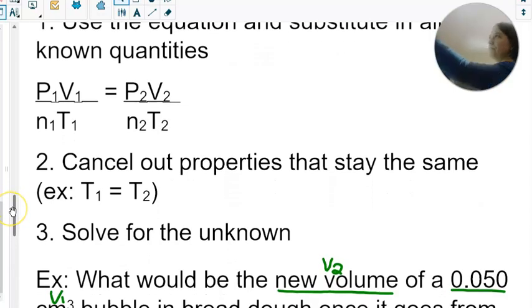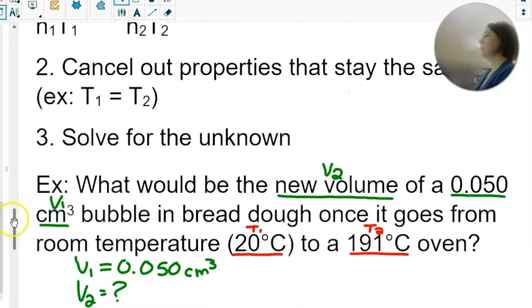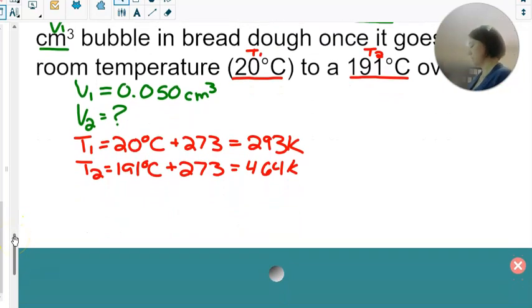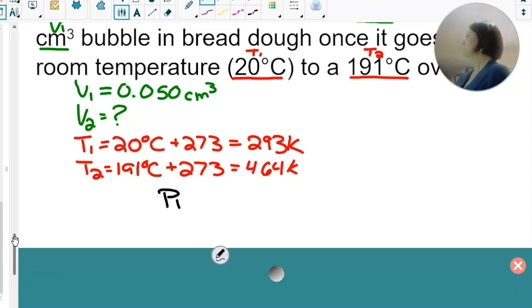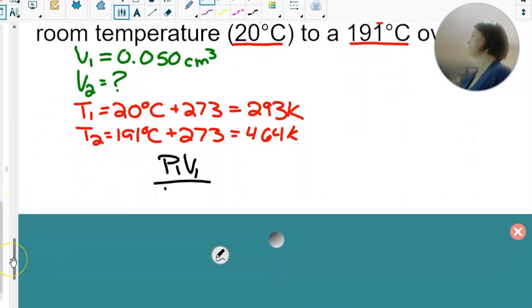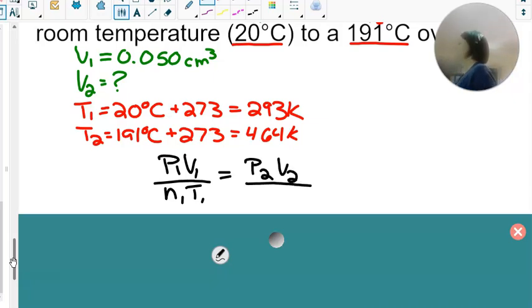Alright, so then we're going to write our equation. If you notice, we don't have R, we don't have a constant in here. So using cubic centimeters for your volume, you don't need to convert it because you don't have a constant with that unit or a different unit. As long as you use the same unit at the beginning and the end, that's fine. You can leave it in cubic centimeters. So we have P1V1 over N1T1 is equal to P2V2 over N2T2.